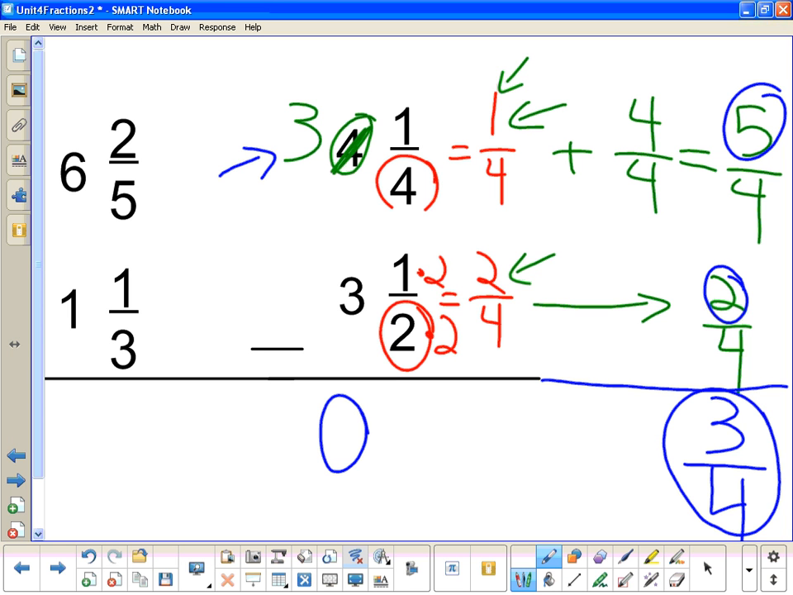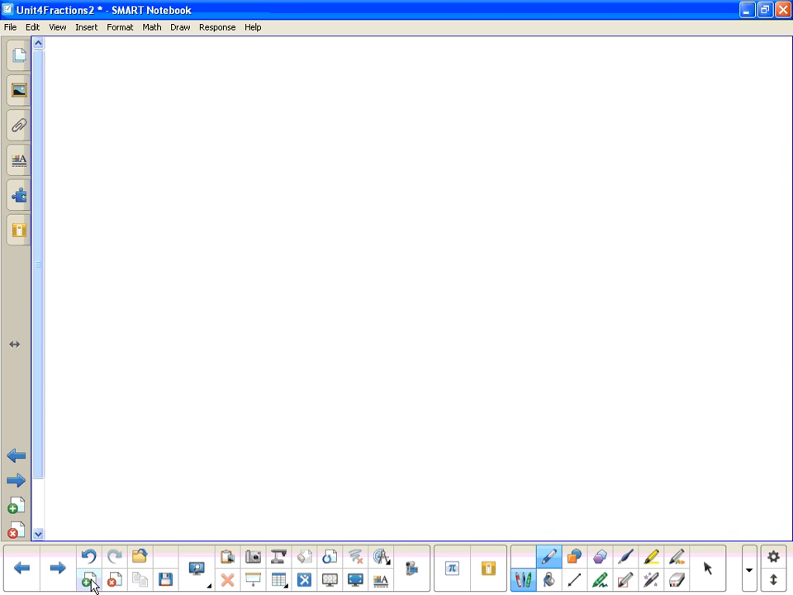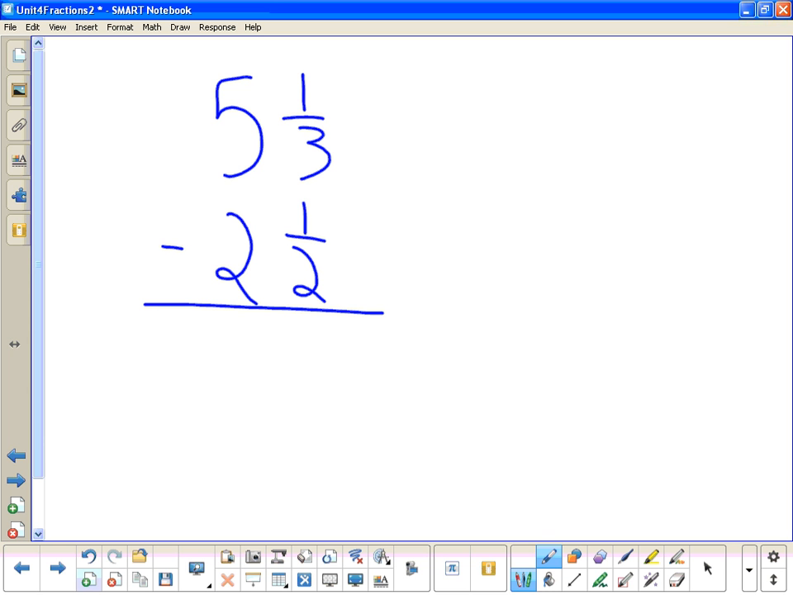Since that first example was a dud, let's try a new one. Let's do 5 1/3 minus 2 1/2. So the first thing that you do notice is that the denominators are not the same. 3 and 2, we have to change.